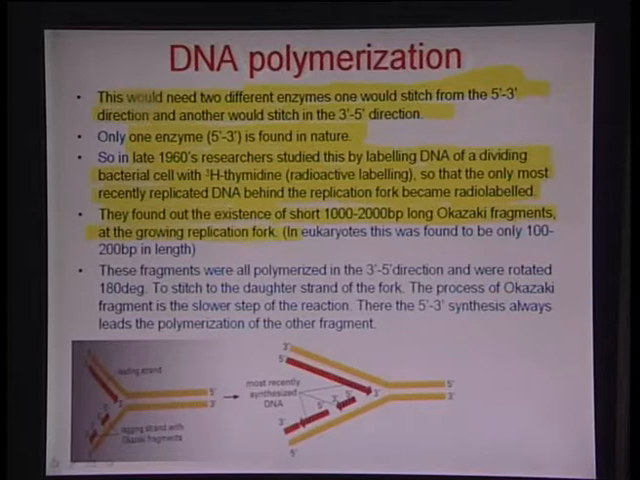So therefore they found out this existence of short 1000 to 2000 base pair long Okazaki fragments on the growing replication fork. Okay, so in eukaryotes this was found to be only about 100 to 200 base pairs, whereas in prokaryotes this would be as high as about 1000 to 2000 base pairs, and these fragments would then attach in bulk, okay, as fragment by fragment rather than individual base pair by base pair. This is also illustrated in this figure here.